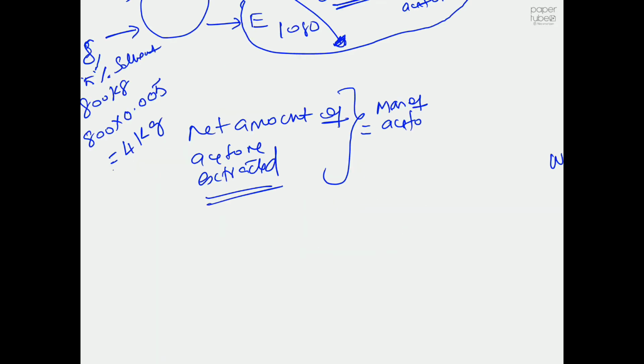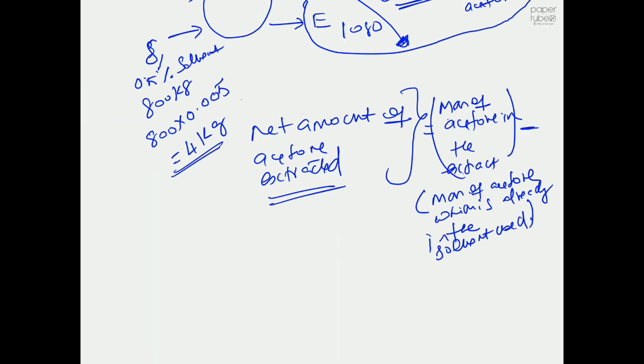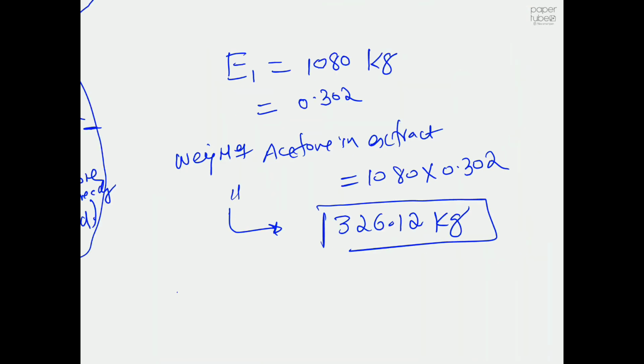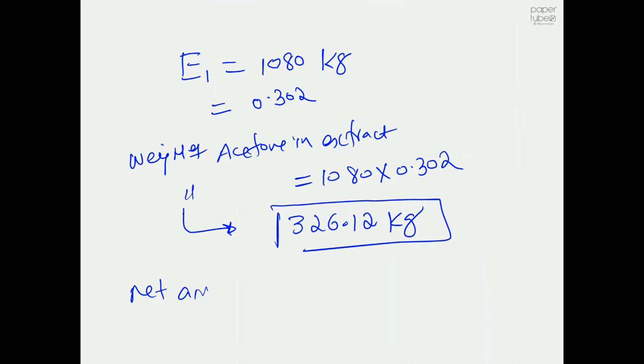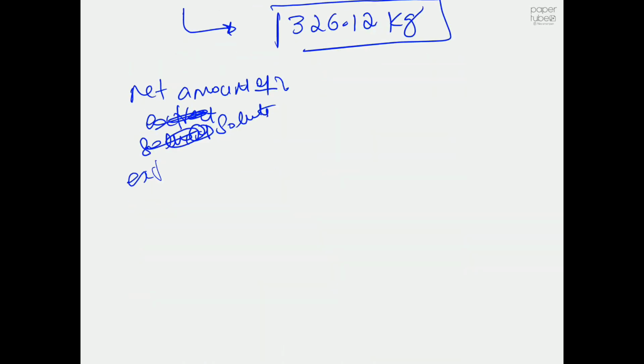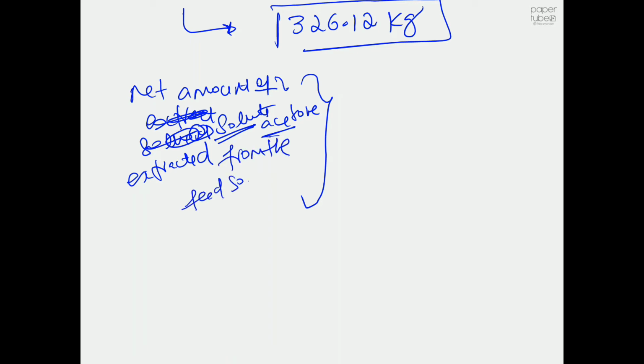If we go back to here, the mass of acetone which is already in the solvent, which already enters with the feed solution, is 4 kilograms. So the net amount of acetone extracted we can calculate from this one. The net amount of solute extracted, in this case acetone, net amount of acetone extracted from the feed solution will be equal to 326.12 kg minus 4 kg.